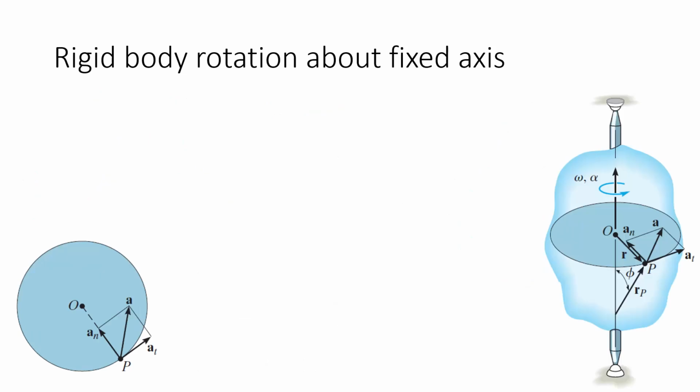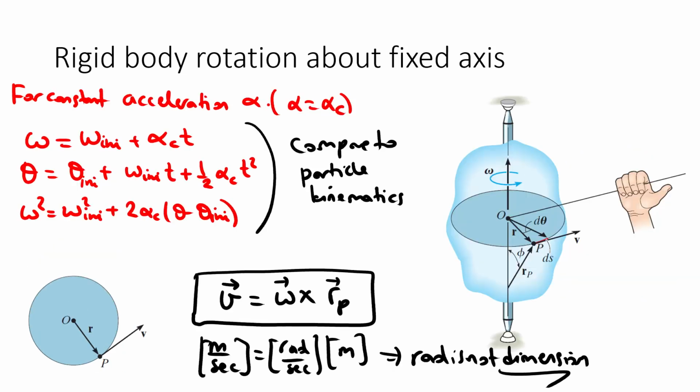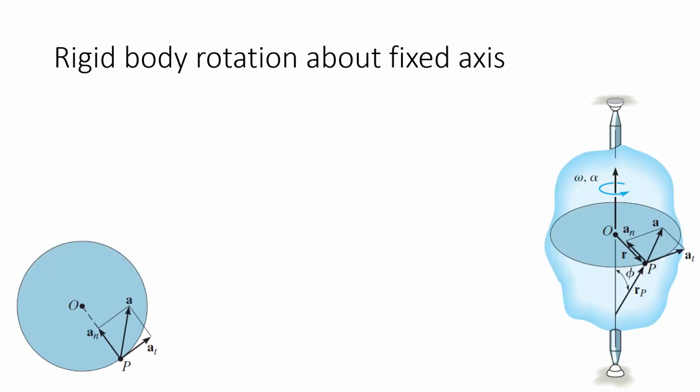Let me add one more thing about this r_P: it is from the axis of rotation, so any point on the axis of rotation. As always, we will use the right hand rule when you take the cross product. This is about the first part of the formulas.